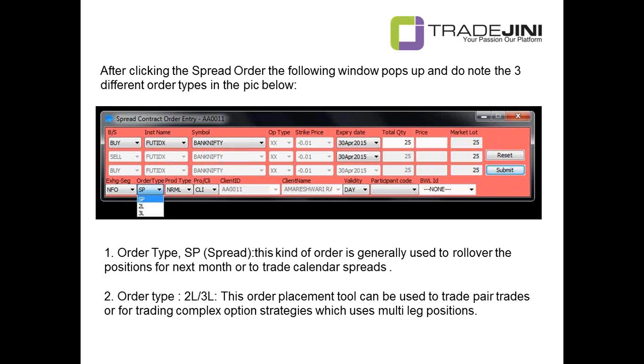Second order type is two-legged and three-legged. This order placement tool can be used to trade pair trades, or specifically pair trading, where you select two different stocks from the same sector, like Tata Motors, Maruti, ICICI Bank, Axis Bank, or trading complex option strategies which use multi-leg positions like butterfly, condor. All these kinds of strategies can be executed using a spread order.